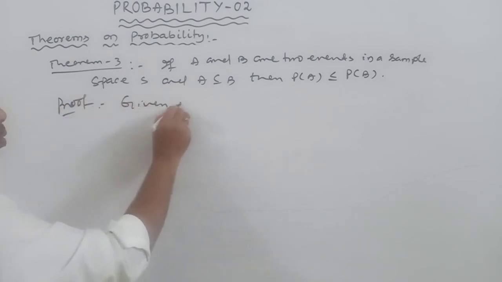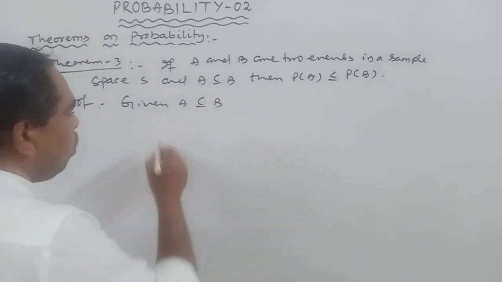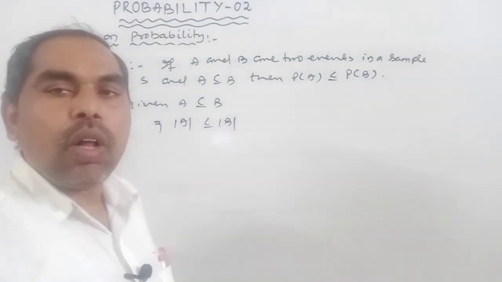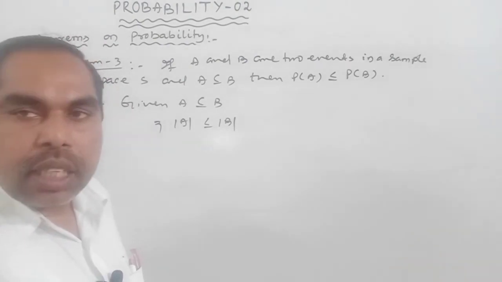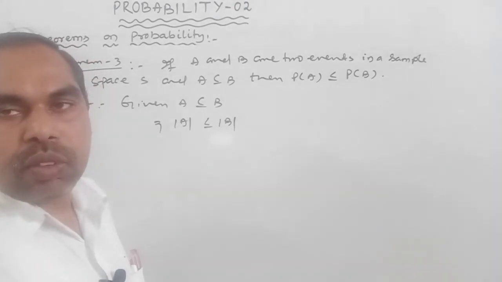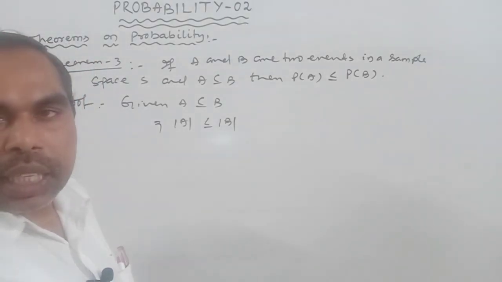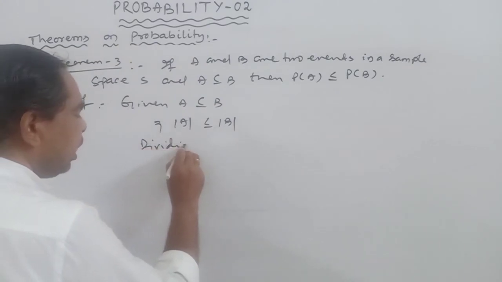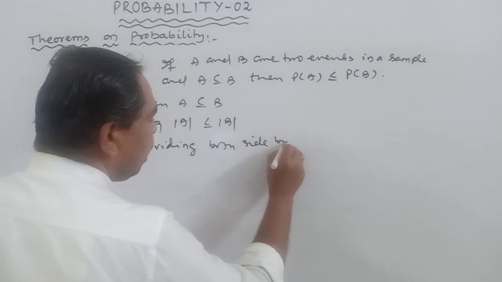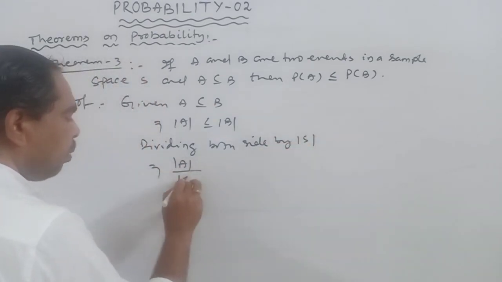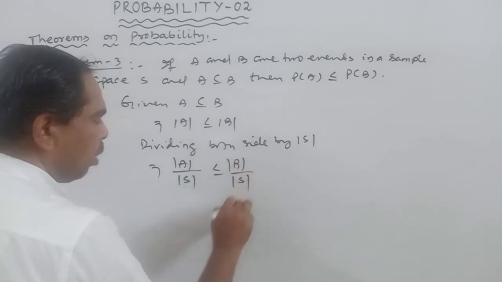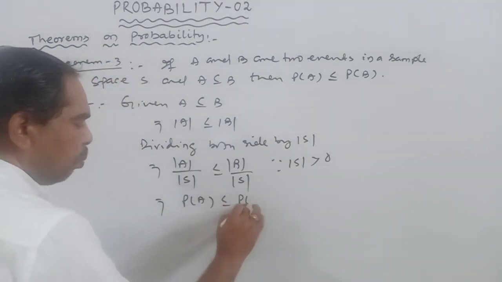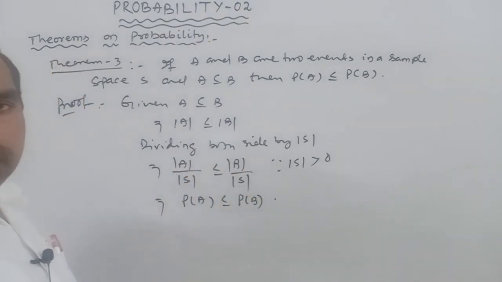Proof: Given A is a subset of B. So this implies mod of A is less than or equal to mod of B, because A is a subset of B means all the elements of set A are in set B. Therefore obviously the number of elements in set A is less than or equal to the number of elements in set B. Dividing both sides by mod of S, mod of A divided by mod of S is less than or equal to mod of B by mod of S, since mod of S is greater than 0. So P of A is less than or equal to P of B.